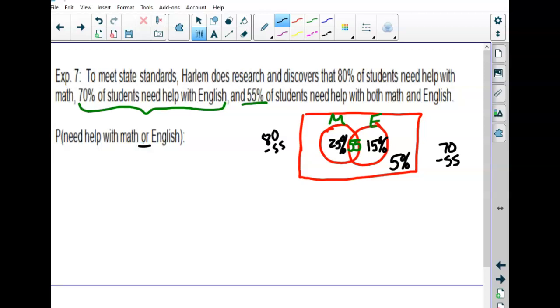No, and that's the confusion. That was my first take as well. But if you need help with both, and I ask the question, do you need help with math or English? You're going to say yes, okay? So math or English means math or English or both. So what did we total those to be?